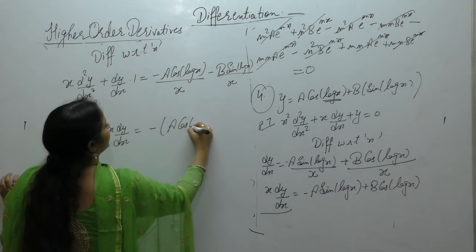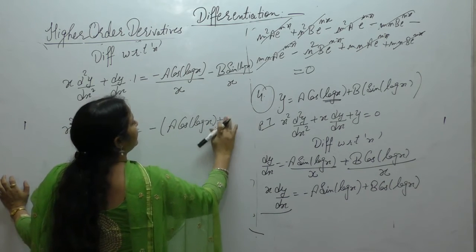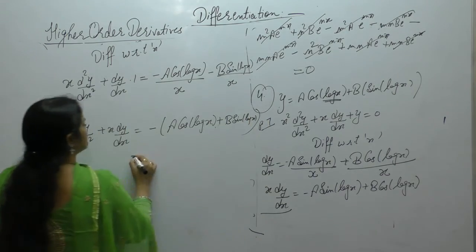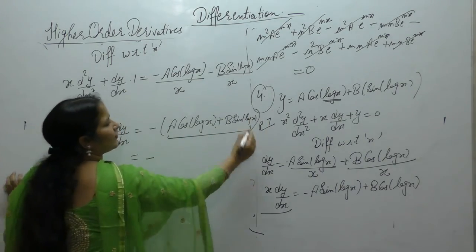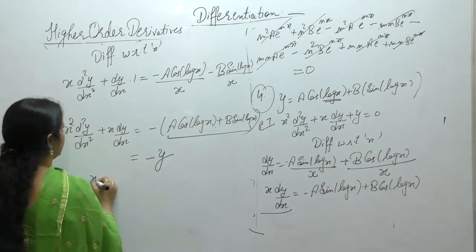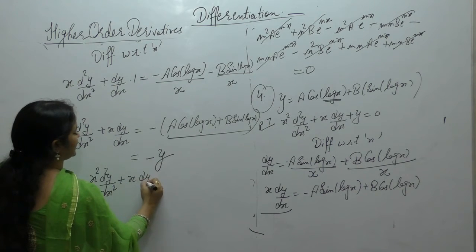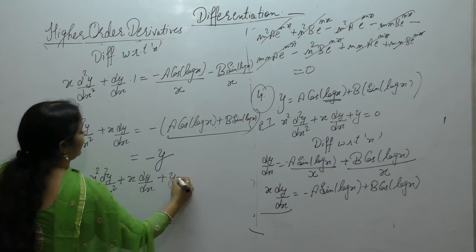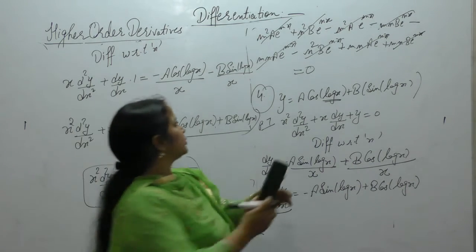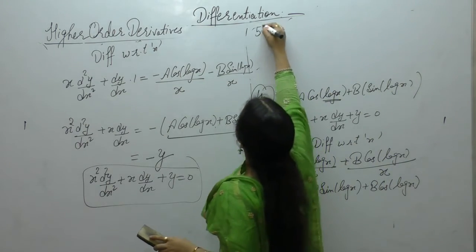Take negative common, a cos log of x plus b sin log of x. So what we get? a cos log of x plus b sin log of x. This is the value of y. So we get x square d square y upon dx square plus x dy upon dx plus y equal to 0. This is what we want to prove. Note it down.